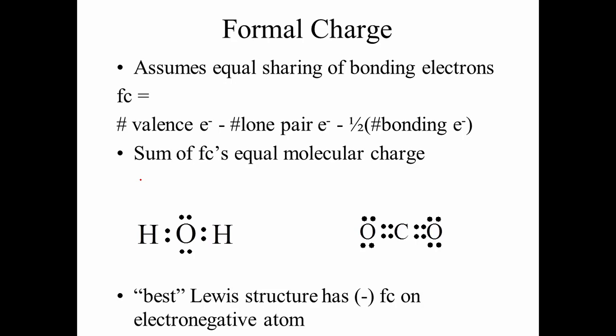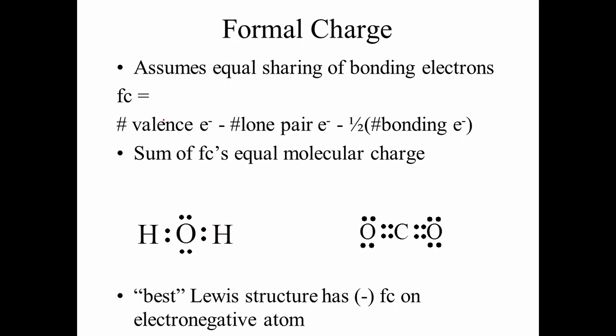Now, another way to evaluate the stability or viability of a Lewis dot structure is to use the concept of formal charge. And in formal charge, this is not the actual charge like ionic charge. It's a way of counting the electrons.